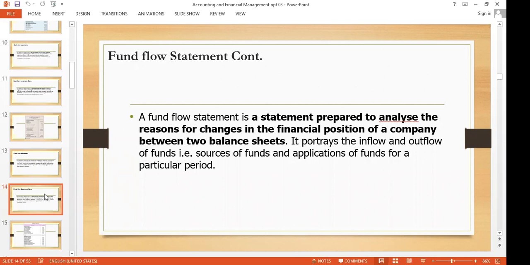The fund flow statement is the statement prepared to analyze the reasons for changes in the financial position of a company between two balance sheets in the year. It portrays the inflow and outflow of funds, source of funds and application of funds for a particular period. Fund flow statement shows what are the inflows and outflows of funds in the organization.